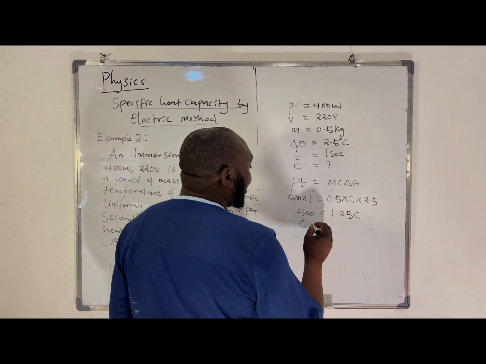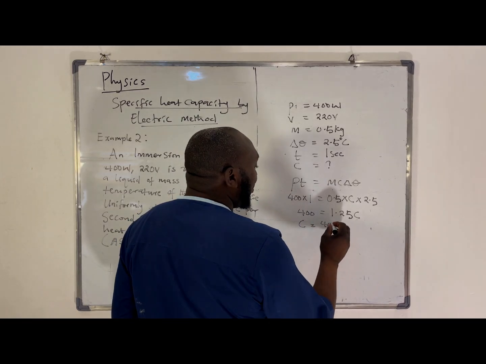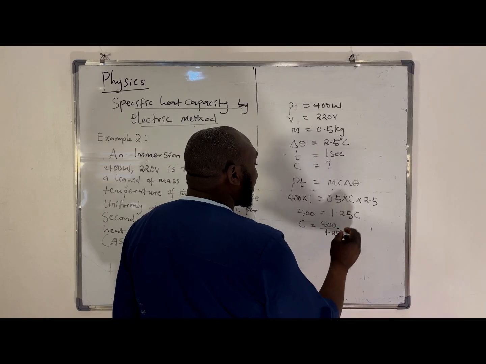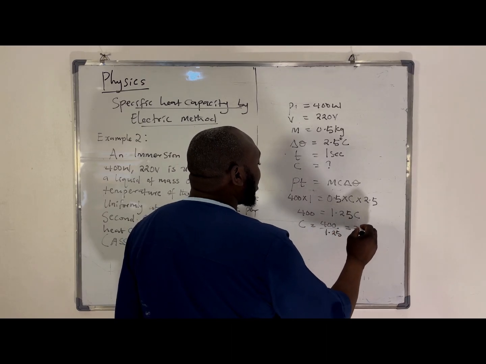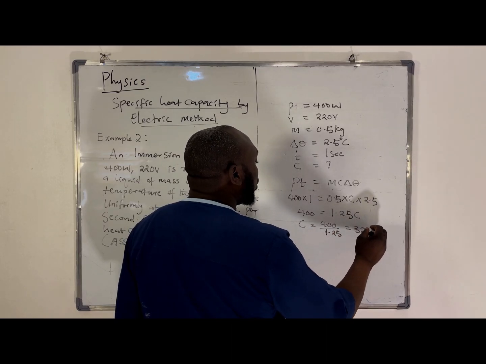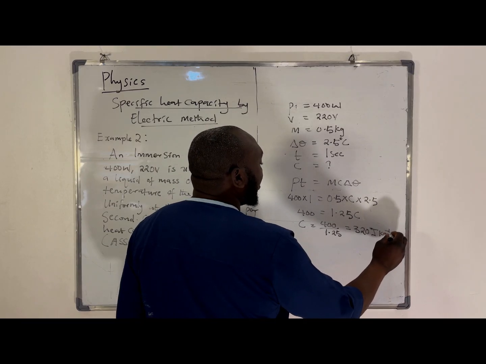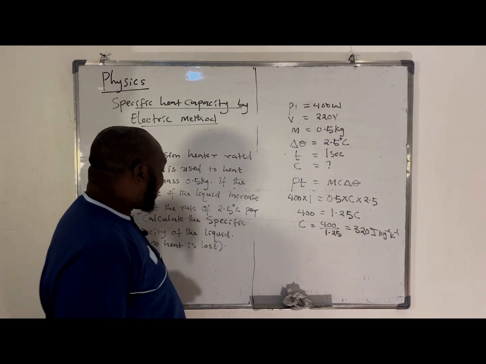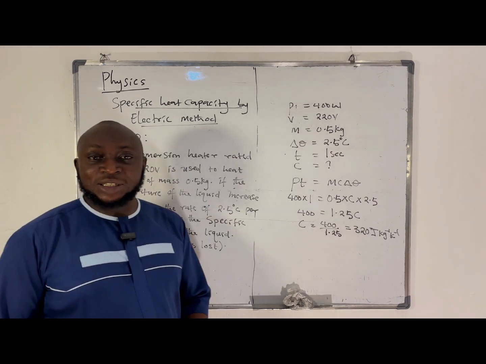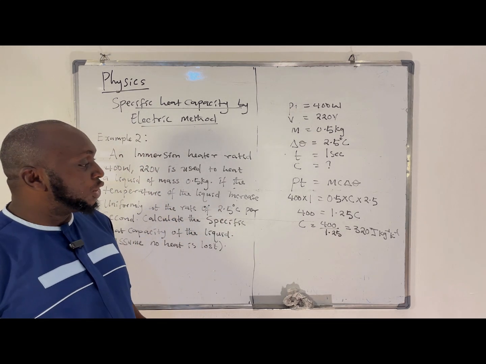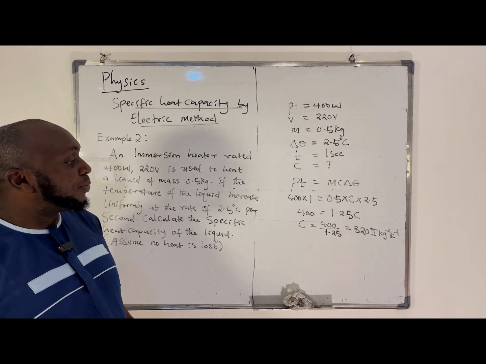The next thing to do is to divide both sides by 1.25. So divide, and you get 320 joule. The unit is joule per kilogram per Kelvin. That means that the specific heat capacity of this liquid is 320 joule per kilogram per Kelvin.